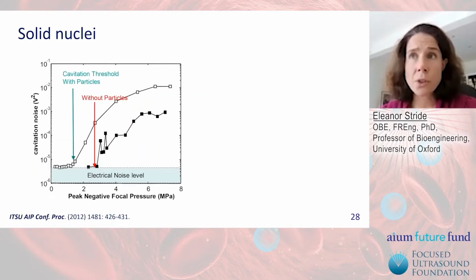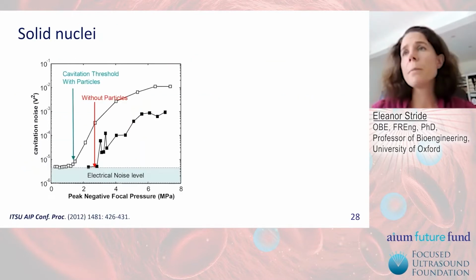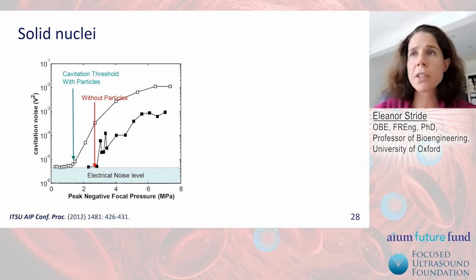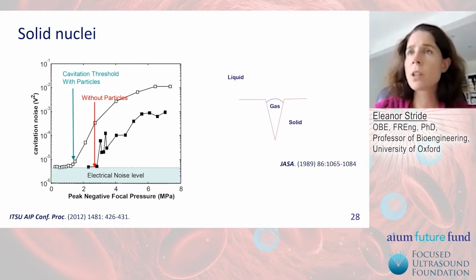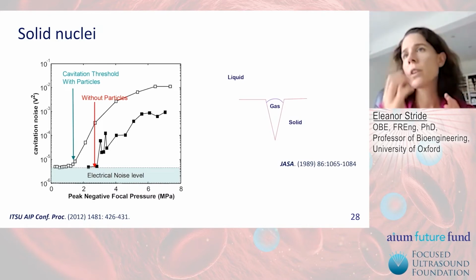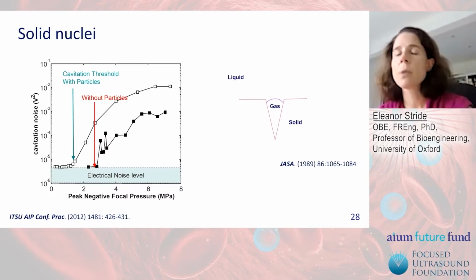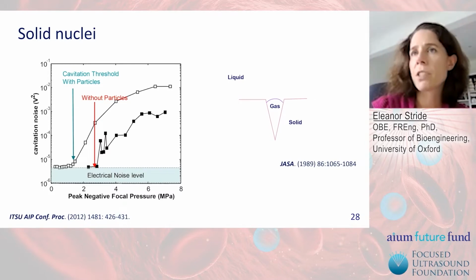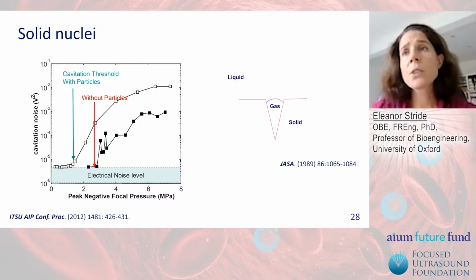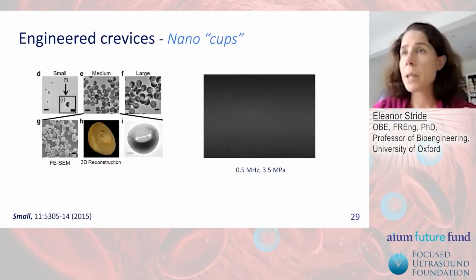And that brings us on to solid particles. It's been known for many decades that seeding a liquid with impurities will reduce the activation energy. And this is thought to be due to the fact that solid particles consisting of hydrophobic materials have nanoscopic crevices on their surface in which gas becomes entrapped. And that gas can then be released when a sufficiently large peak negative pressure is applied. And so several different types of solid nuclei have been engineered to deliberately incorporate hydrophobic crevices.